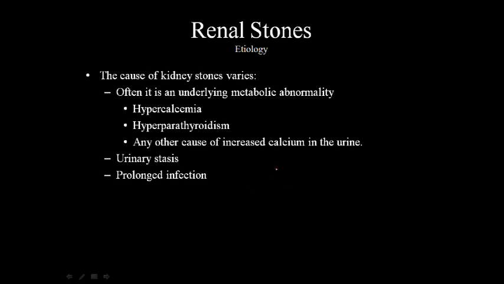So if we look at what causes kidney stones, we see that there are several different supposedly underlying factors that could cause this. Most common is an underlying metabolic abnormality. So you want to take note that it's a metabolic abnormality such as hypercalcemia, which is high blood calcium. Hyperparathyroidism, so you have an overactive parathyroid.